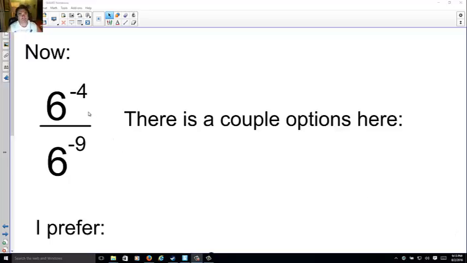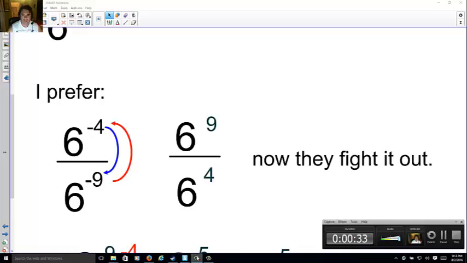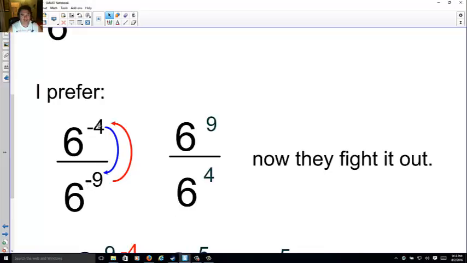Now, if you remember, when we have something to the negative power, it has to switch places from top to bottom and bottom to top. But what do you do if you have them both as negative exponents? Well, what I would do is say, you have 6 to the negative 4, and that's going to go down the bottom. And then from the bottom, it's going to go to the top. So this goes here, and this goes here. So you have 6 to the 9th, 6 to the 4.